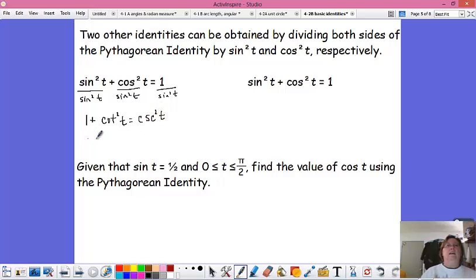And there's another Pythagorean identity. Comes from the big one, right? If we can remember the big one, then we can get the other two. To find the other variation of this, instead of dividing by sine squared, divide by cosine squared.